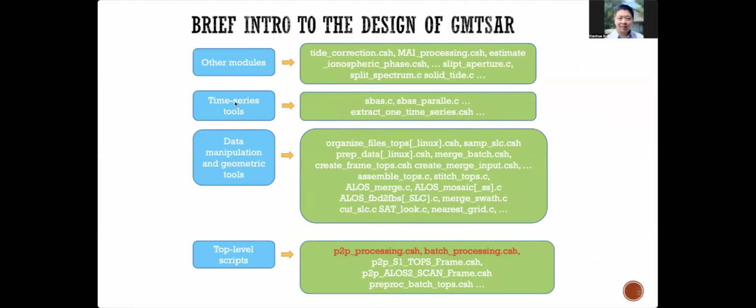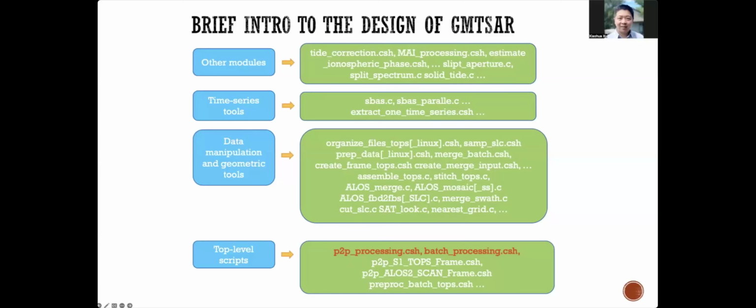We also have some time series tools where you can use coherence-based SBAS to produce a time series. We have some data manipulation tools as well. You can cut, paste, or reassemble the bursts. Many of them are actually used for processing the Sentinel-1 TOPS data.